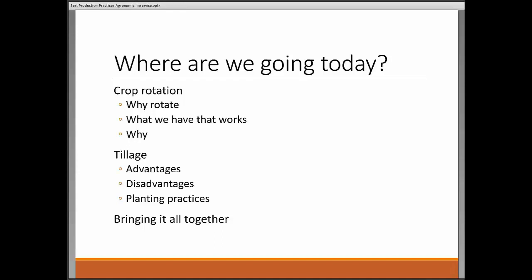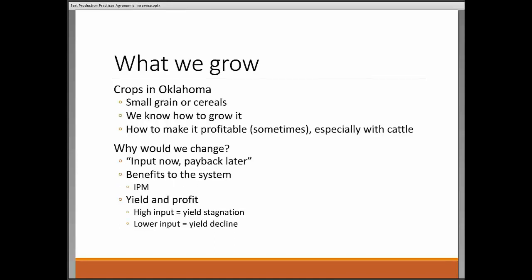In Oklahoma, we pretty much talk about small grains and cereals as our primary crop. That's our crop of choice. Our growers know how to grow it. They know how to make it profitable. I say sometimes, because I think at 275 wheat, there's not a way to make it profitable at most times. But especially with the cattle market in pretty good demand, we can make some of our small grains and cereals somewhat profitable. So we get asked the question all the time: why would I change?